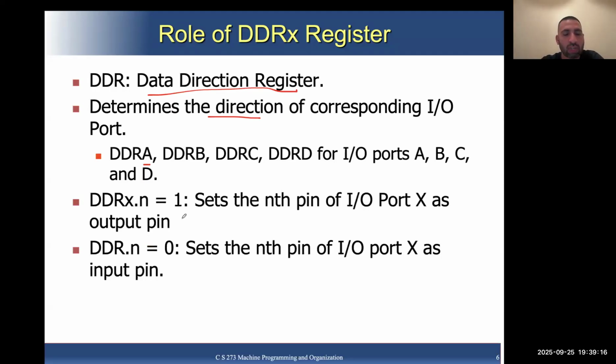Each DDR register is 8 bits, right? If any bit within that register is set equal to 1, if you set the nth bit equal to 1, it means you want to use the nth pin of the corresponding IO port as an output pin. And if you set the nth bit of a data direction register equal to 0, it means you want to use the nth pin of the IO port as an input pin.